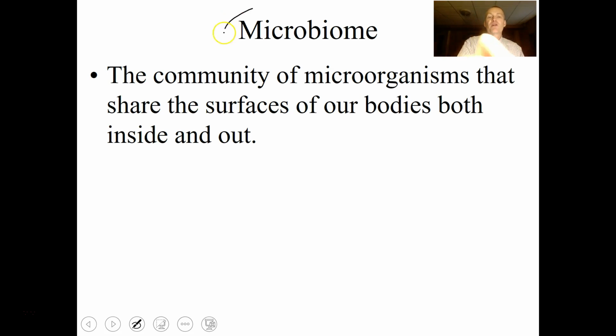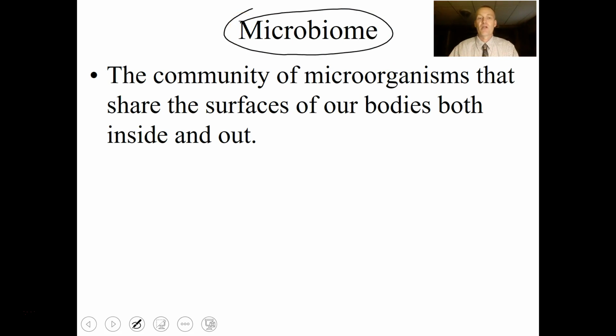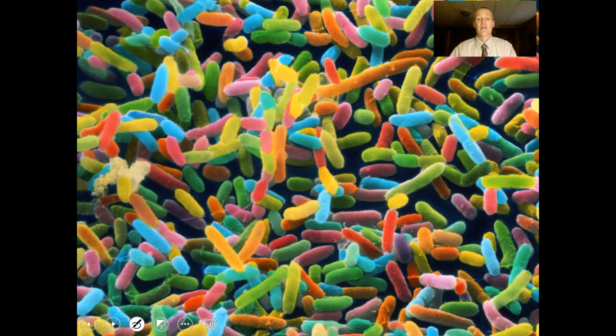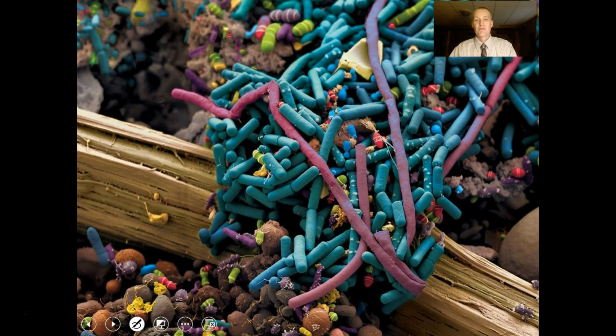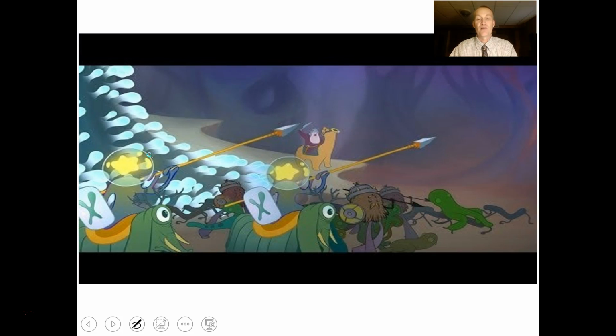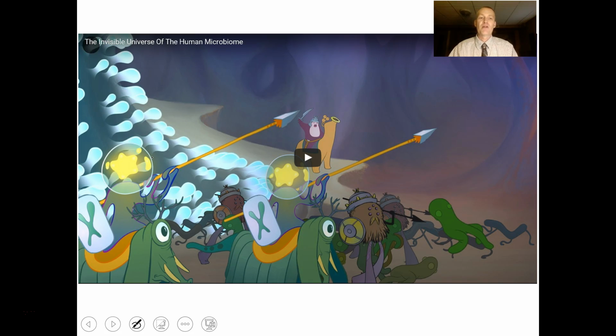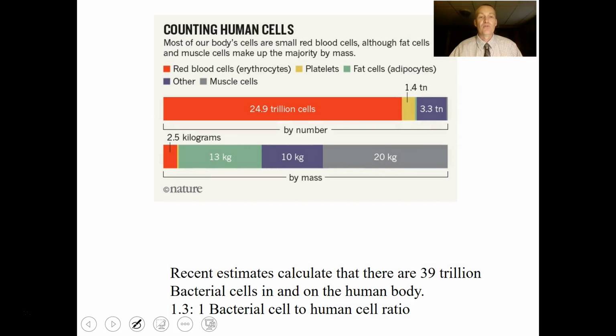So the microbiome is a current topic we talk about when we talk about prokaryotic cells. This is the community of organisms that share the surfaces of our bodies, both inside and out. You have literally trillions of bacteria living inside and outside of your body. And this is what they look like. Aren't they cool? This is a splinter of wood right here, with false-colored bacteria all over the surface of it. It's amazing photography. To learn more about the microbiome, I did put this Invisible Universe of the Microbiome. You can look at that in the lecture, or you can look at that online. I posted it online for you to look at.